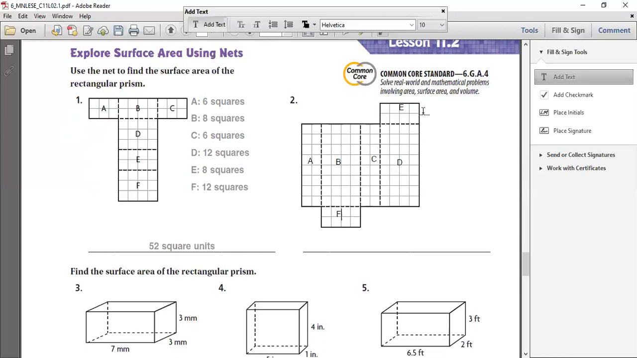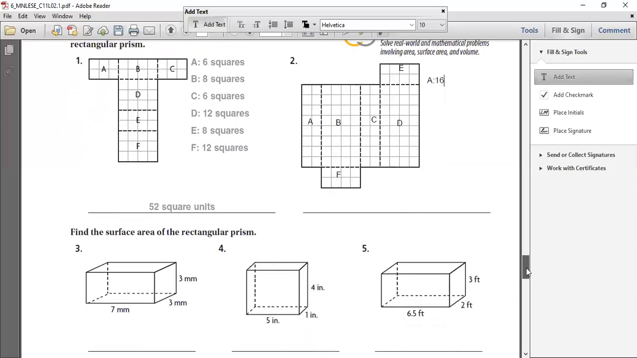I have already written the letters for you. You just have to say A is how many squares. So you will count: 2, 4, 6, 8, 10, 12, 14, 16. So you write it as 16. Then B, how many squares, and C, how many. You will follow the same pattern. Finally, you will add them all up and write the answer in square units.